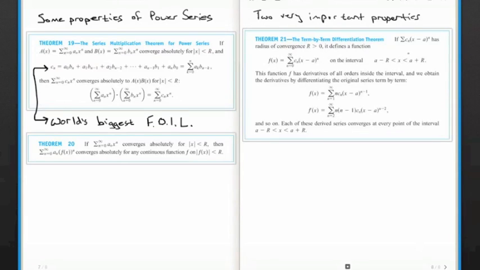Okay, what does this one say? If this power series has a radius of convergence, some radius, so from -1 to 1 or from 3 to 5, whatever it is, this thing works. The function f has derivatives of all orders inside the interval, and we obtain the derivatives by differentiating the original series term by term. So this is f prime of x.